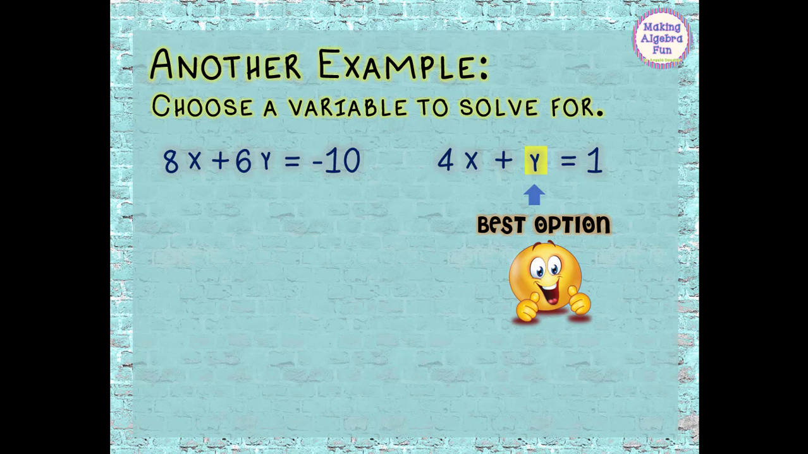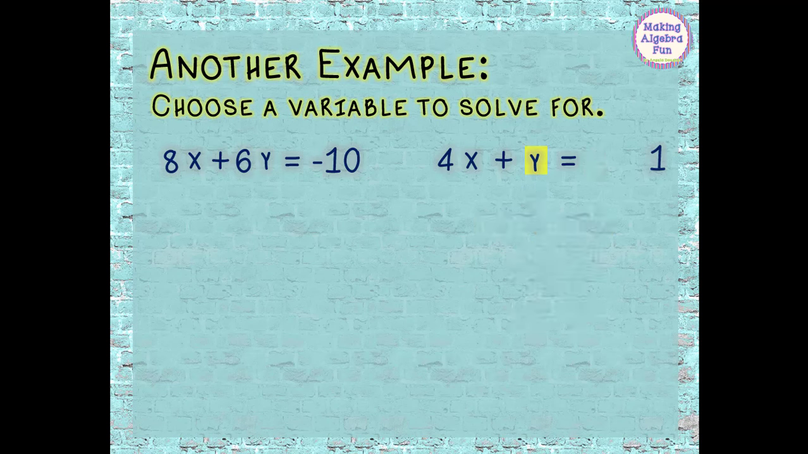So look for the variable with a coefficient of 1 if you have it, and if so, that is your best option. So to solve for y, that means I have to move the x over to the other side, and I'll make it negative.